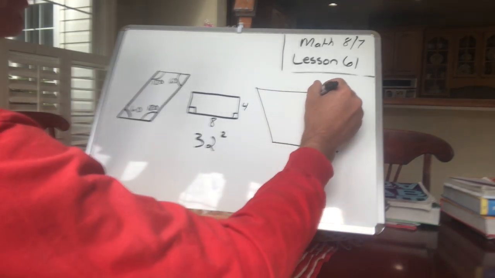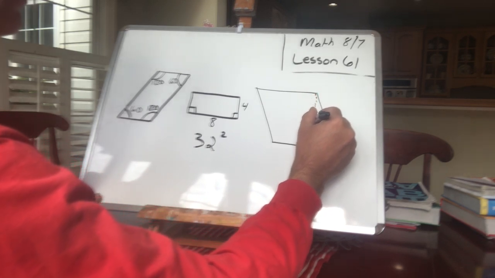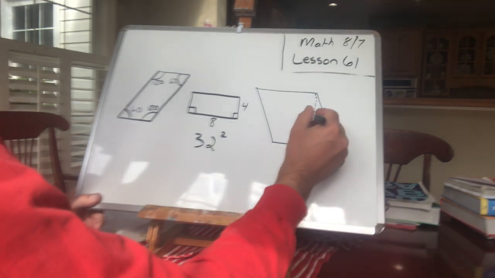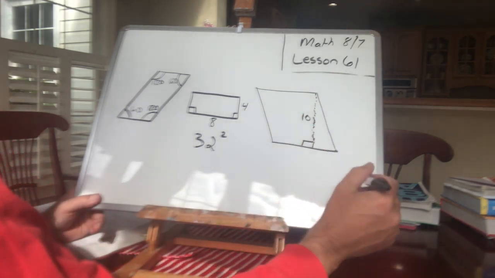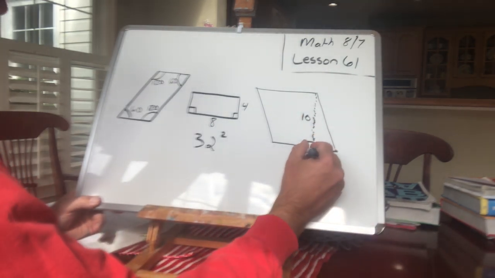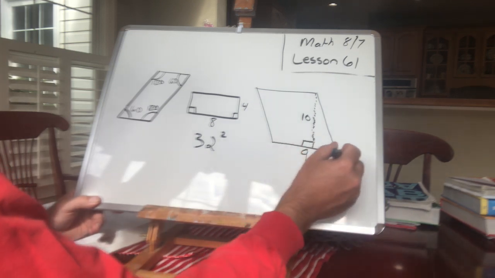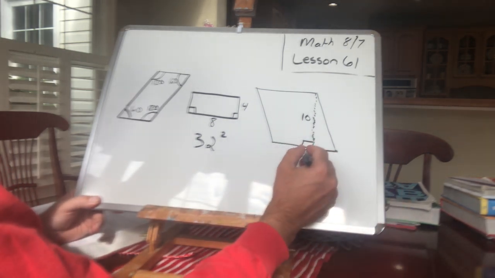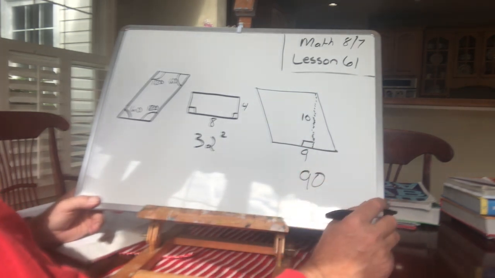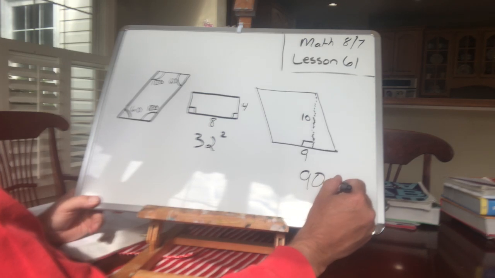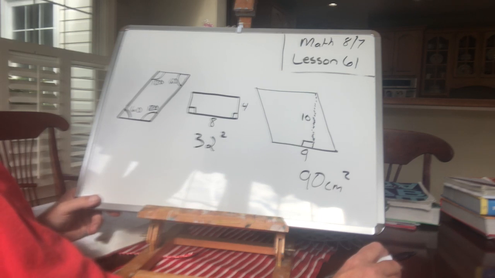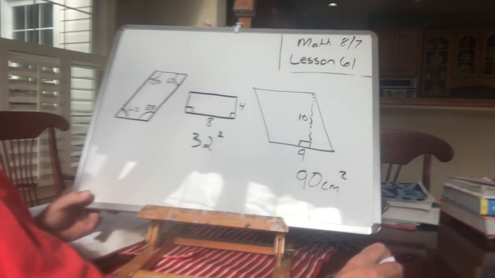Now on a parallelogram like this, they're going to give you the height. This height has to come down and form a right angle. Let's just say it was 10 long, that would be the height. If this was 9 length right here, the base would be 9 times 10, which would be 90. It might be centimeters, it might be inches, but the area is always going to be squared.